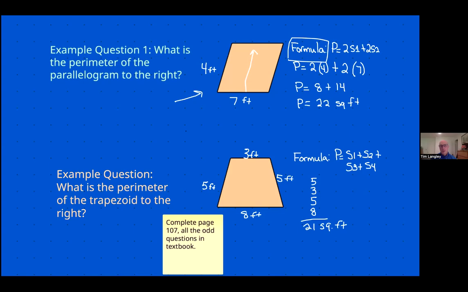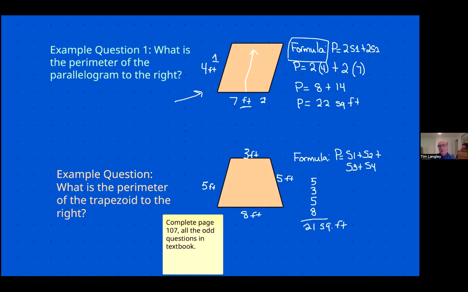So I started plugging in my numbers. P equals 2 times, okay, here's side 1 here. We'll call this side 1 here. 2 times 4 plus 2 times side 2, and we'll call this side 2 here at the bottom. So P is 8 plus 14, which is 22. And as if you're going to fully write it out, since we said it's 7 feet here and 4 feet, it's technically 22 square feet, because area of it, I'm sorry. No, it isn't square feet, is it? We're just talking about the perimeter.